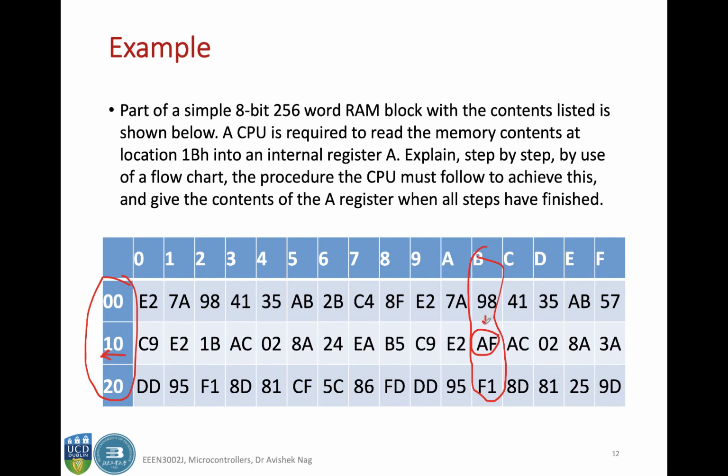So basically we are interested in this data. This is the address 01B and the data there is AF. This is a hexadecimal representation. So now we are required to write this data AF into an internal register A of the microcontroller. Explain step by step, by use of a flowchart, the procedure the CPU must follow to achieve this, and give the contents of the register A when all steps have been finished.